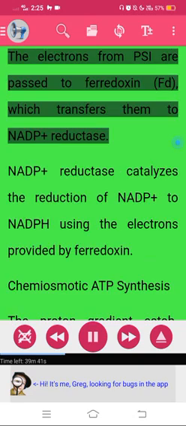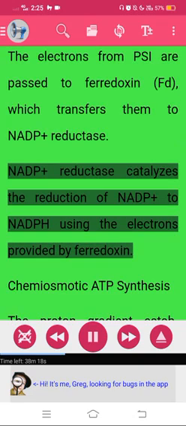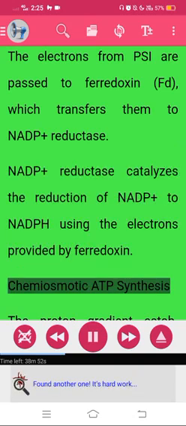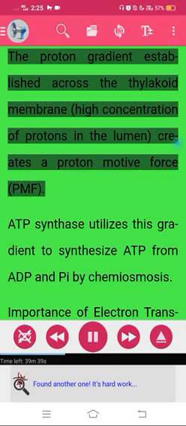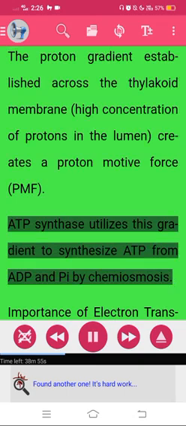The electrons from PSI are passed to ferredoxin (Fd), which transfers them to NADP+ reductase. NADP+ reductase catalyzes the reduction of NADP+ to NADPH using the electrons provided by ferredoxin. Chemiosmotic ATP synthesis. The proton gradient is established across the thylakoid membrane, with a high concentration of protons in the lumen, which creates a proton motive force (PMF). ATP synthase utilizes this gradient to synthesize ATP from ADP and Pi by chemiosmosis.